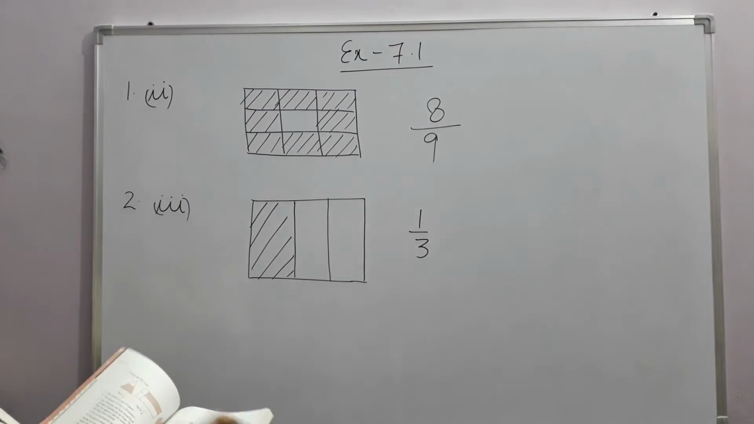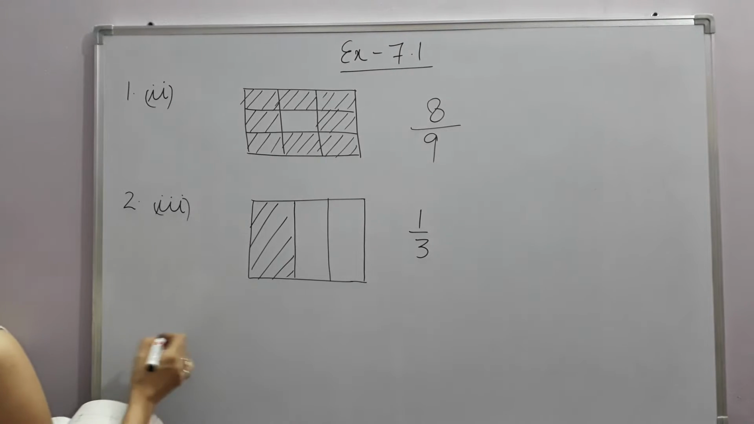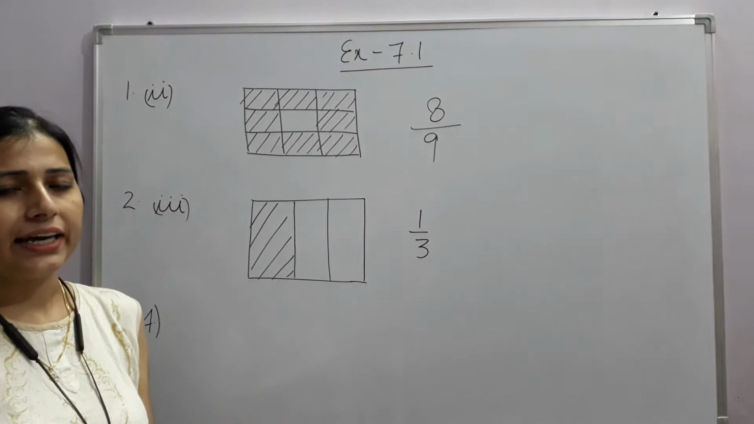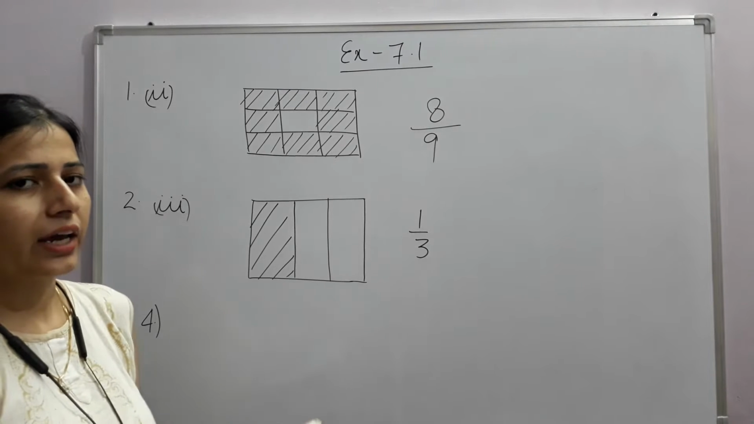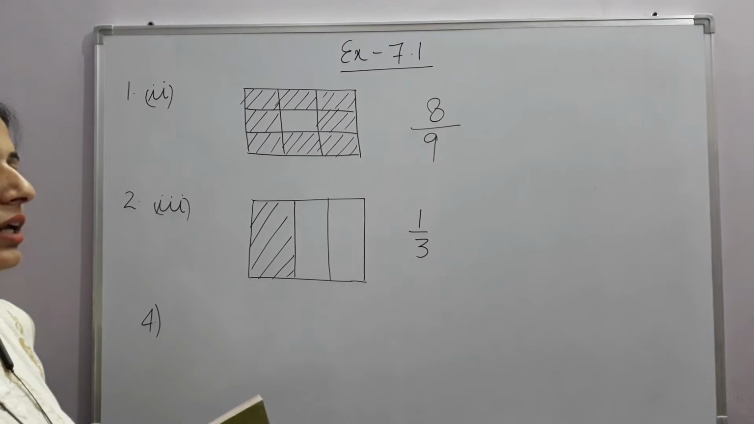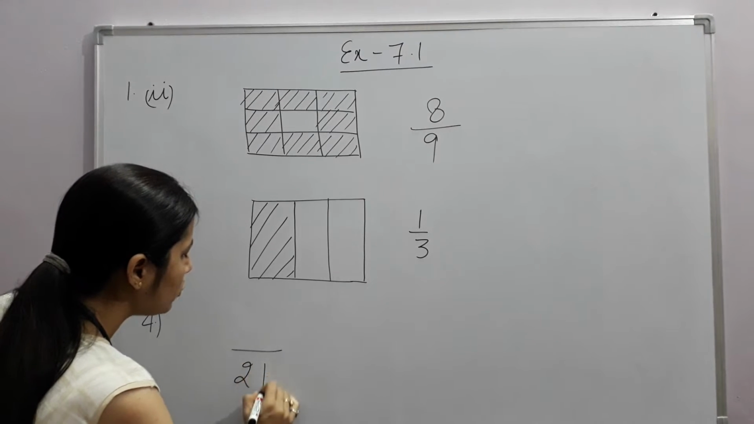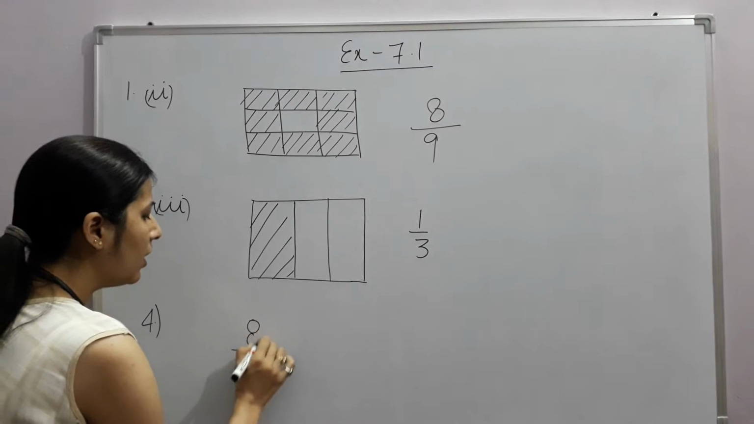Now next, come to question number 4. The question is, what fraction of a day is 8 hours? They are asking for the fraction of a day in 8 hours. The total number of hours in a day is 24. So we will write 24 in the denominator and 8 in the numerator.